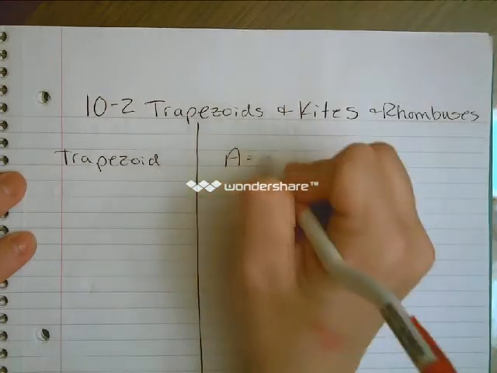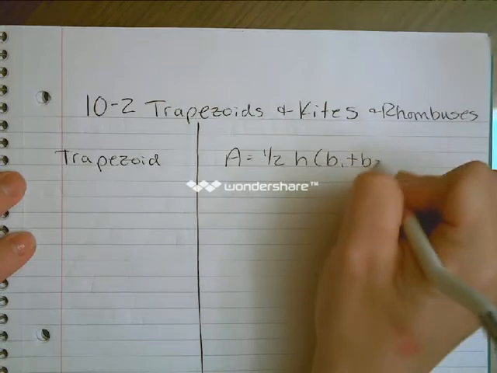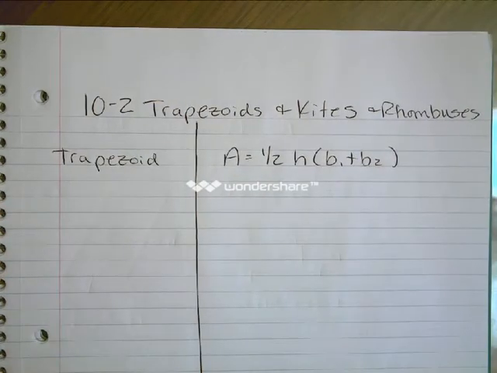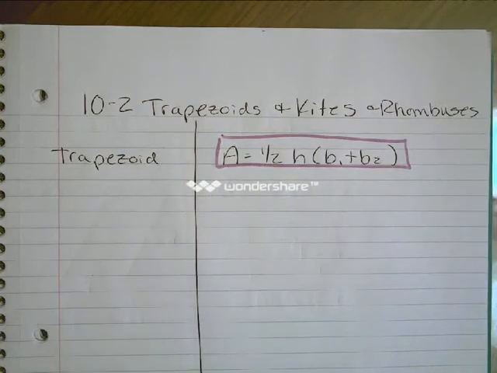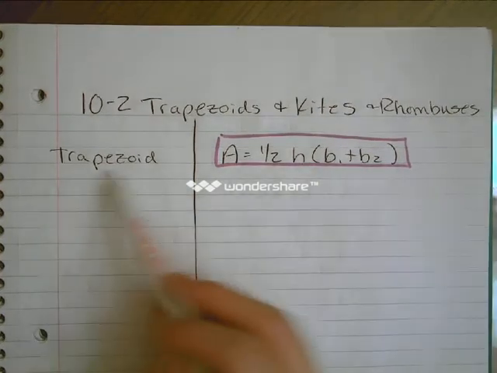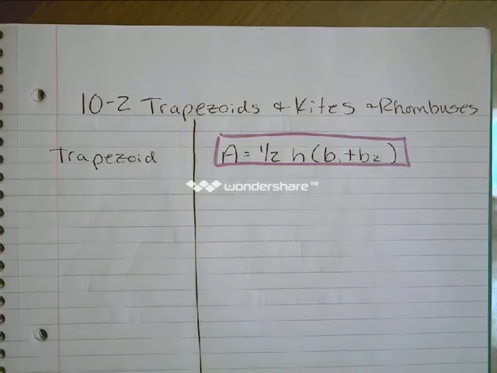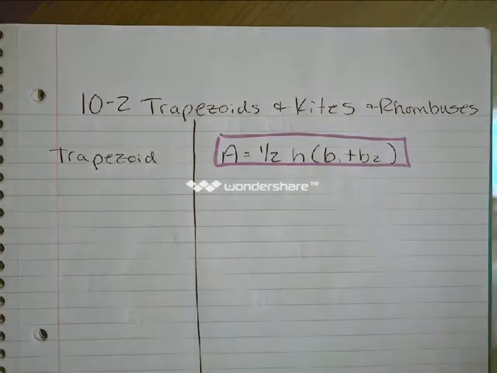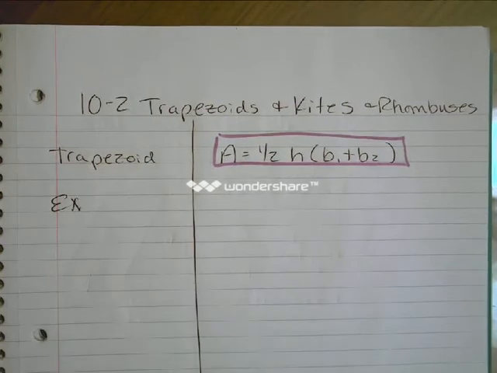Area for a trapezoid is this. Obviously, height is pretty self-explanatory. B1 and B2, remember a trapezoid has one pair of parallel lines. Those parallel lines are considered your bases. And just remember the height is always perpendicular to the bases. So an example of a trapezoid problem.